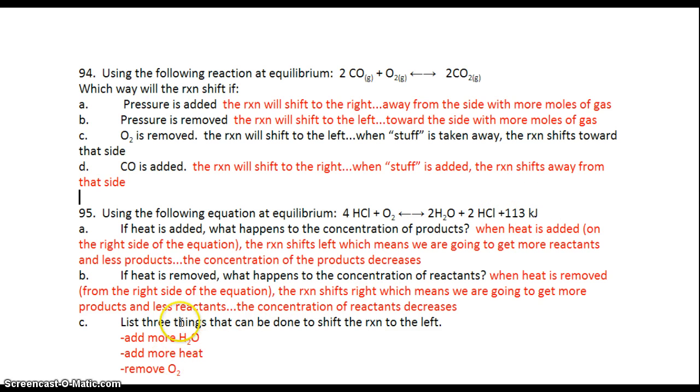So in C, when they're asking about some things that can be done to shift the reaction to the left, if we increase the amount of heat on the right side, if we add stuff to the right side, it'll cause it to shift to the left.